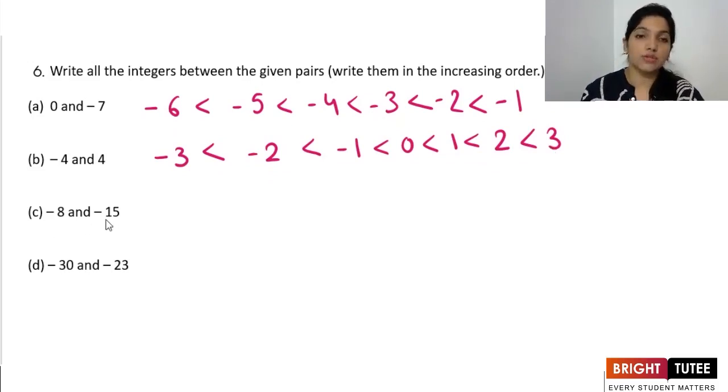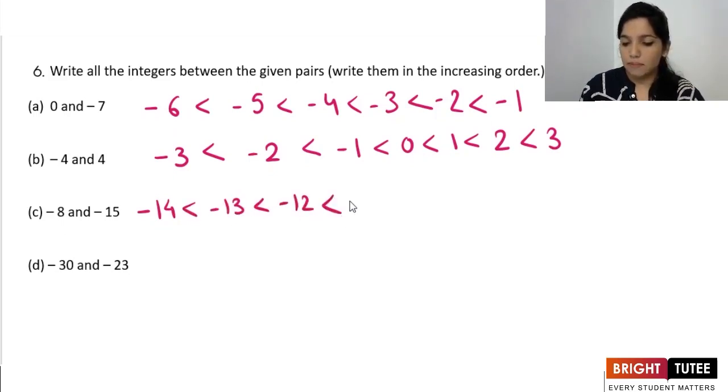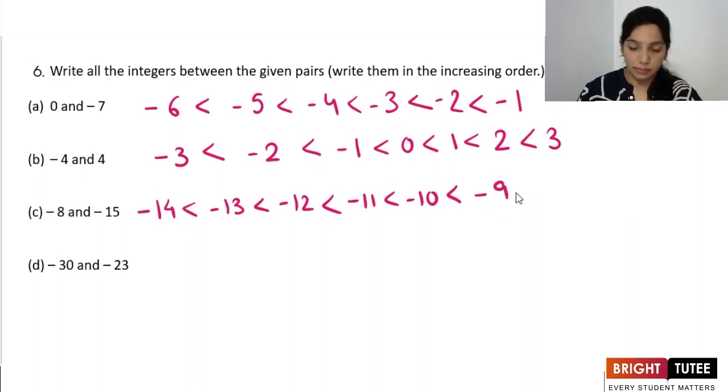From minus 8 to minus 15. The smallest number which is in between them is minus 14. Then getting bigger, we move to minus 13, minus 12, minus 11, minus 10. Then we have minus 9. So in between minus 8 and minus 15, minus 14 is the smallest and minus 9 is the biggest number.